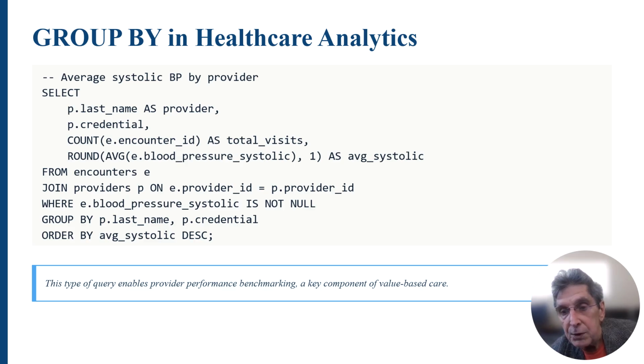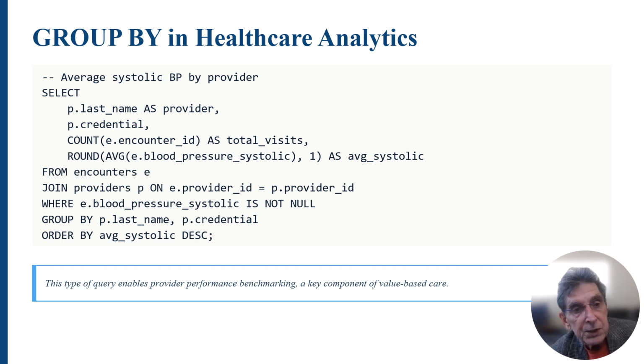The note at the bottom is important. This type of query enables provider performance benchmarking, a key component of value-based care. Health systems use queries like this to identify providers whose patient panels have higher or lower blood pressure control rates, which can inform quality improvement initiatives. Notice that this query combines several things that we've learned. We've got the joins from last week, the where filtering, the group by, and the multiple aggregate functions. So go through this slowly and carefully and be sure that you understand every component of every statement.